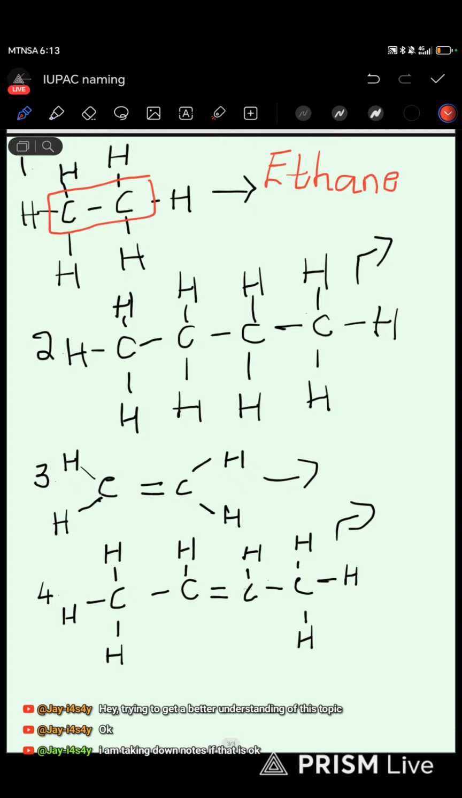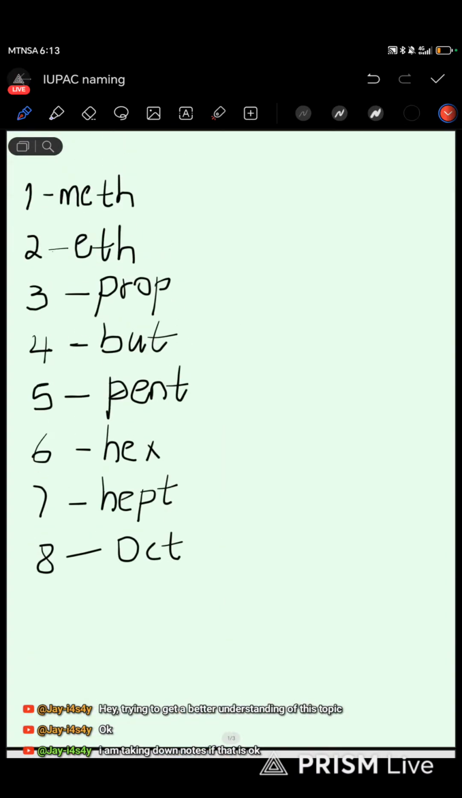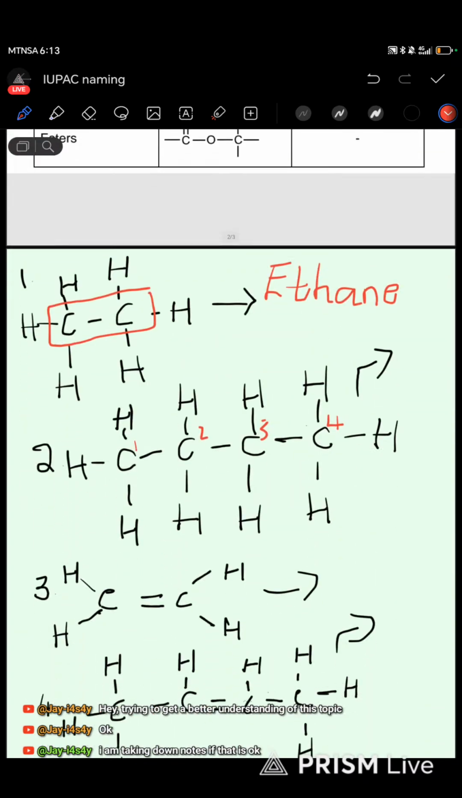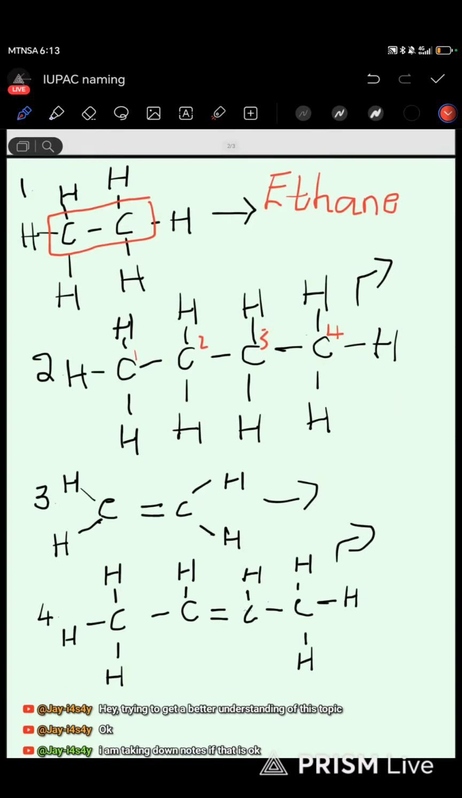We have 1, 2, 3, 4 carbons in the parent chain. Let's go back to the numbering. 4 is but. So since there's no double bonds, no triple bonds, and no branches, it's just a straight chain, this is going to be butane because it is an alkane.